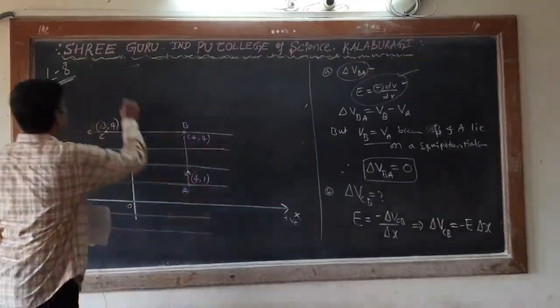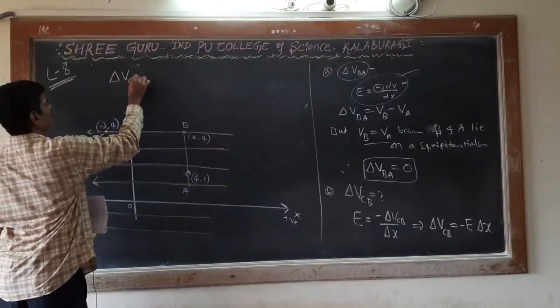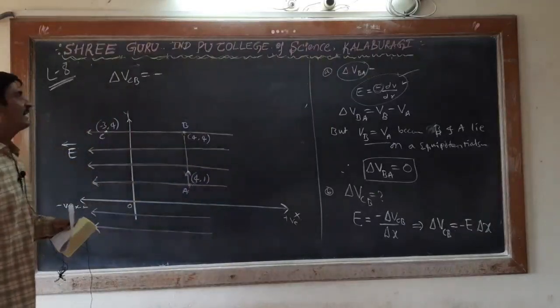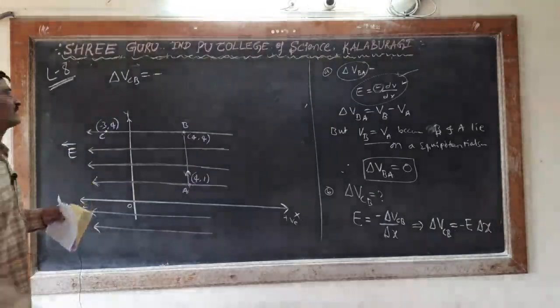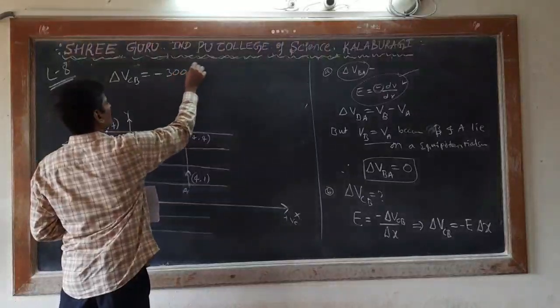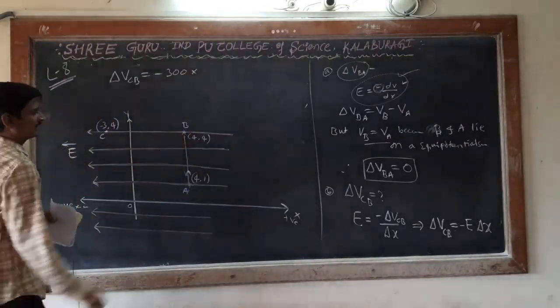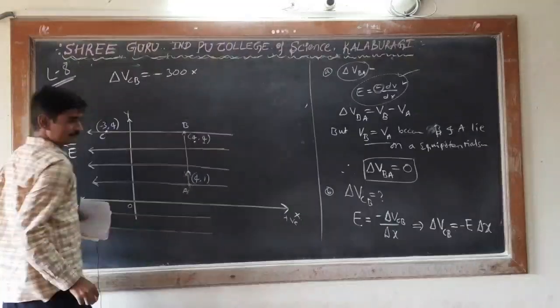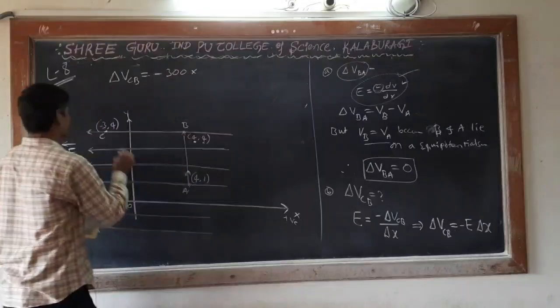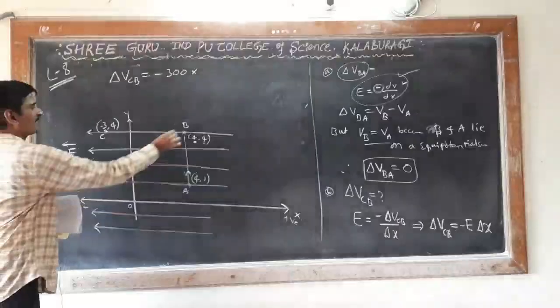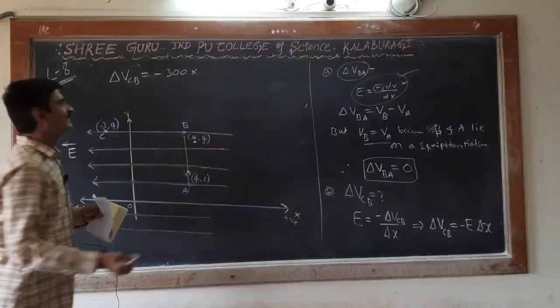Delta VCB is equal to minus E delta X in a uniform electric field. The electric field value is given as 300 Newton per Coulomb, and delta X is the displacement between B and C. See the coordinates: X-axis coordinate 4 and minus 3. The displacement between these two points will be 7 meter.